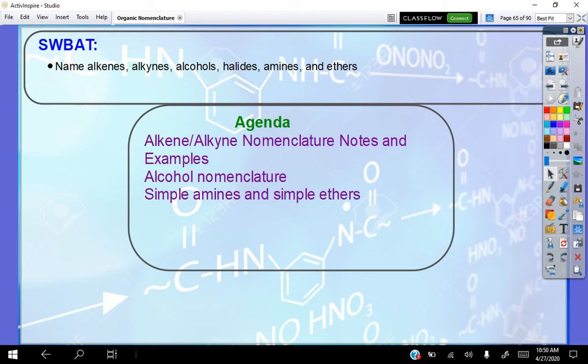Hello class, in today's lesson we are going to learn how to name alkenes, alkynes, alcohols, halides, and some simple amines and ethers.